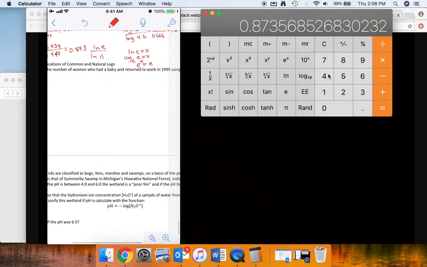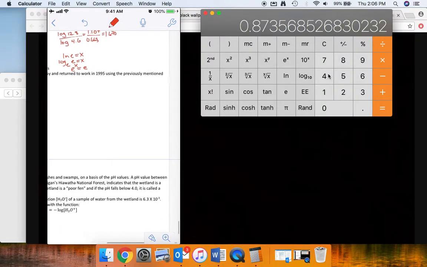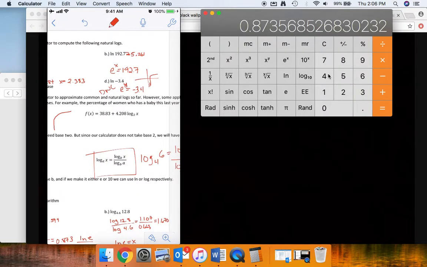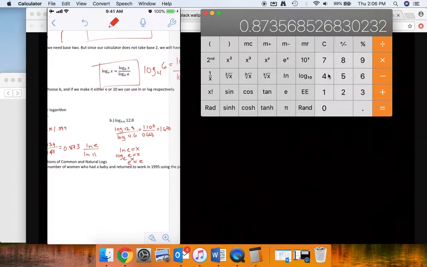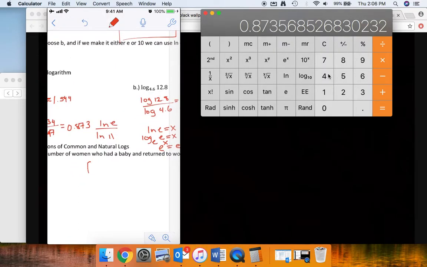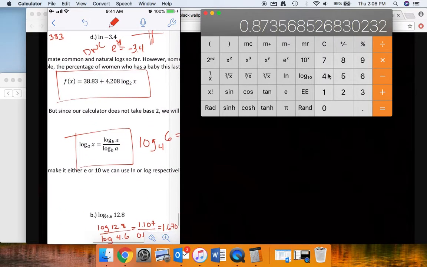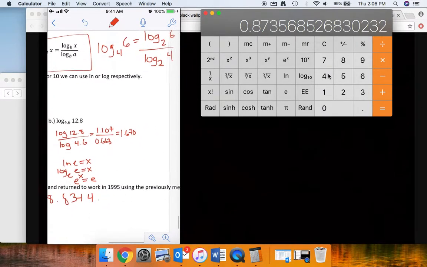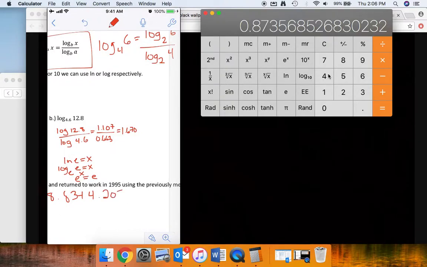Find the number of women who had a baby and returned to work in 1995 using the previously mentioned equation. Okay, so let's go back up to that equation. We have f of x, let's write smaller. f of x equals 38.83 plus 4.208 log base 2 of x.